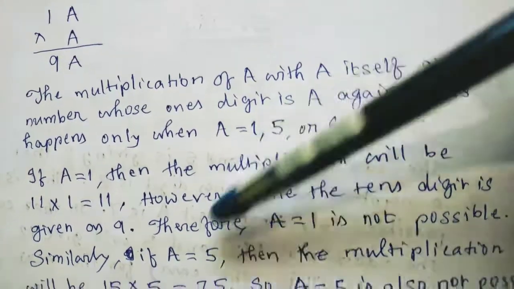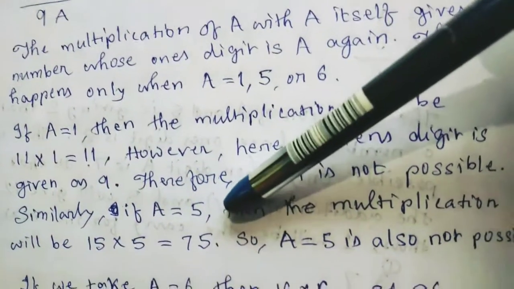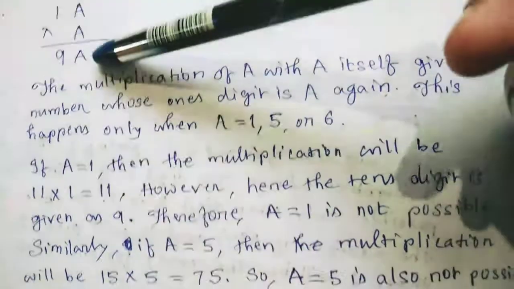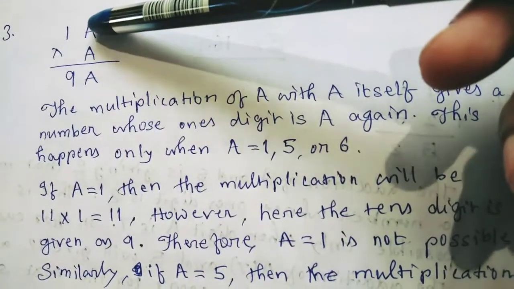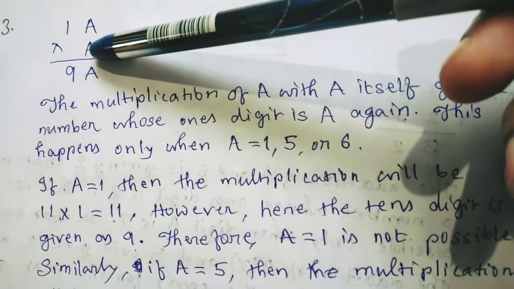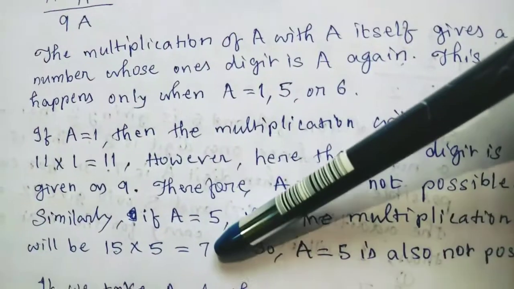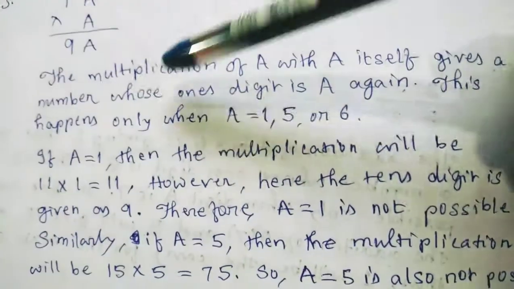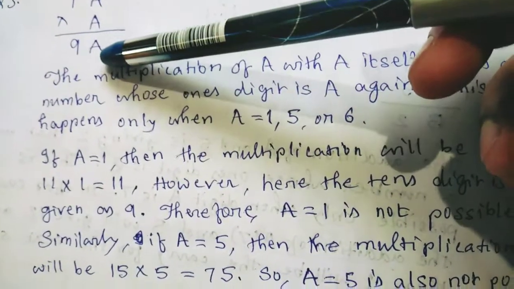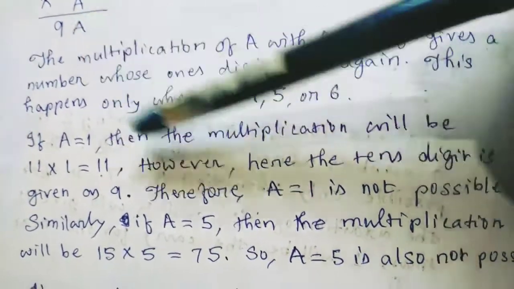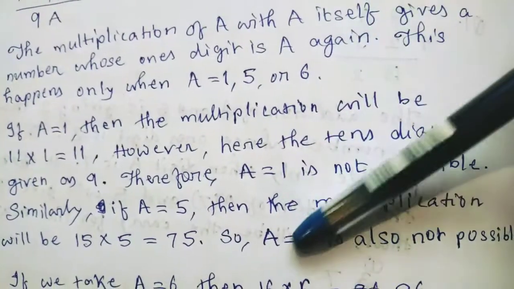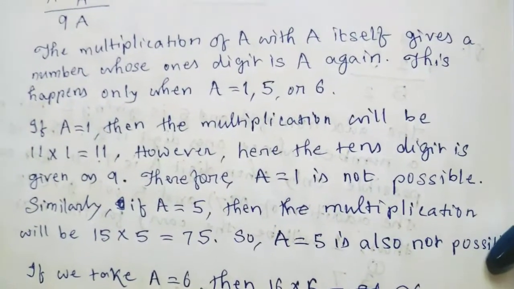Now if we take 5. If A equals 5, then the multiplication will be 15 into 5, which is 75. We are getting 5 in the ones place, no doubt, the same digit. But the tens place here is 9, and we are getting 7. So this is also not possible. A equal to 5 is also not possible.